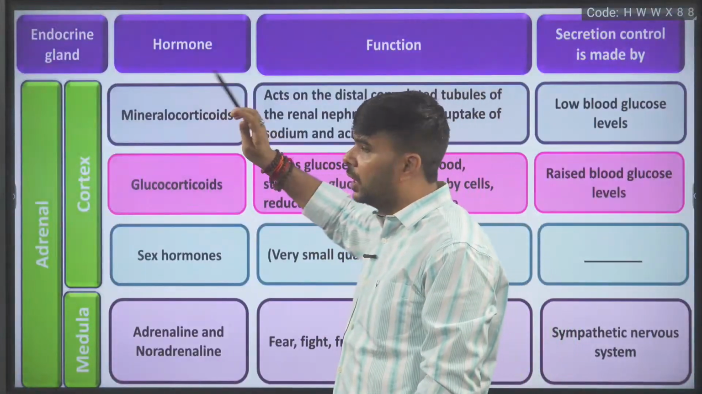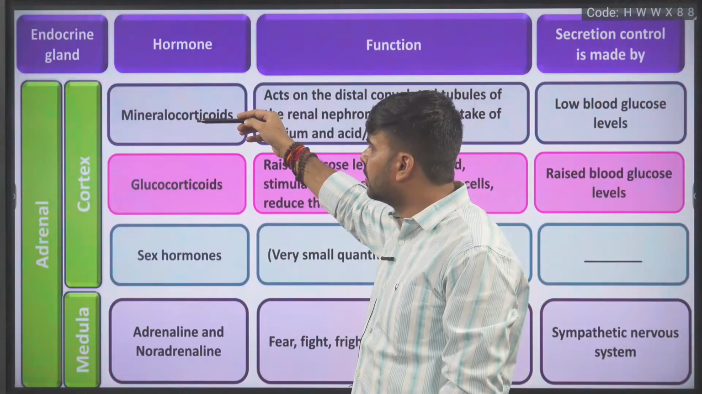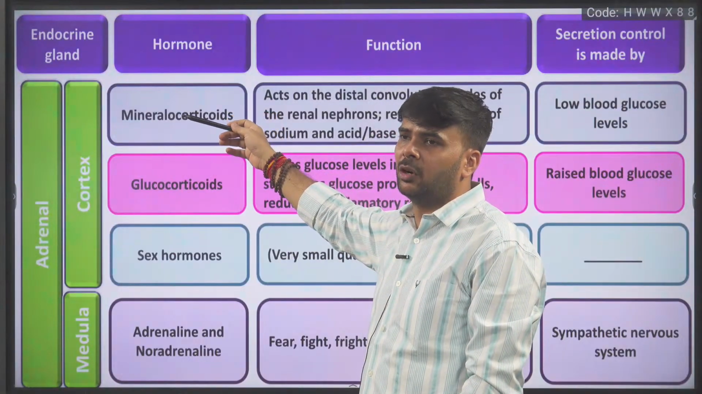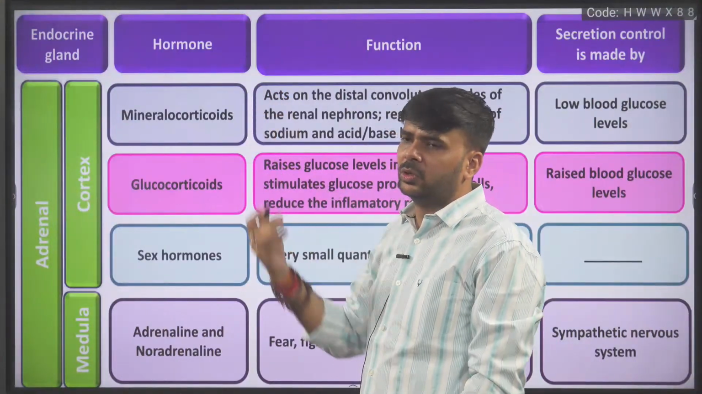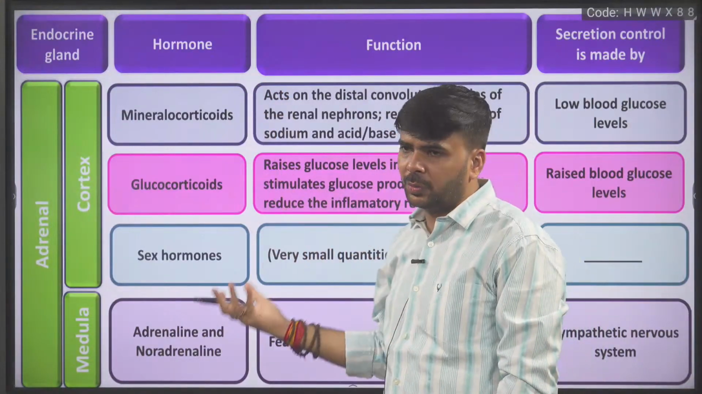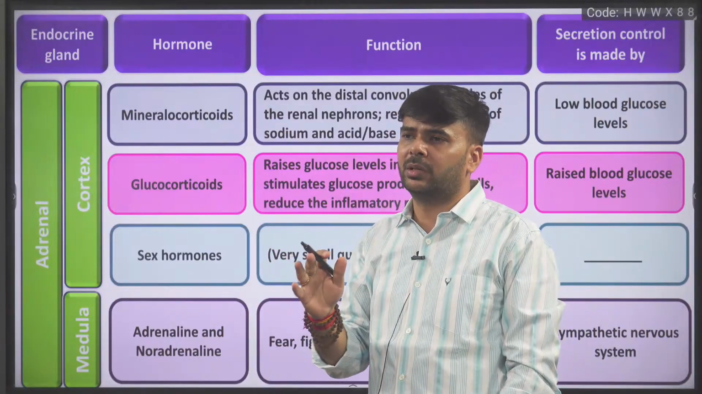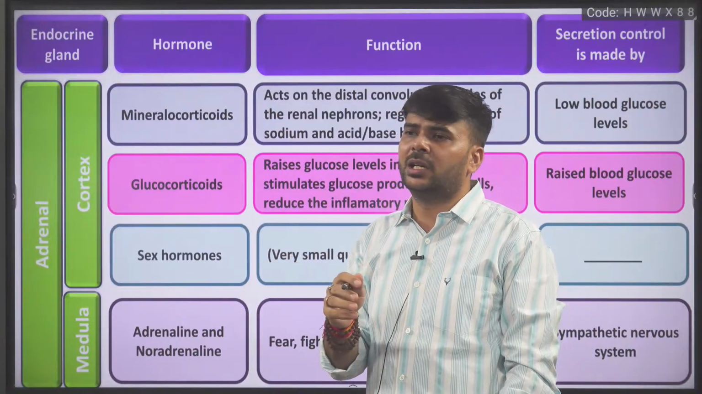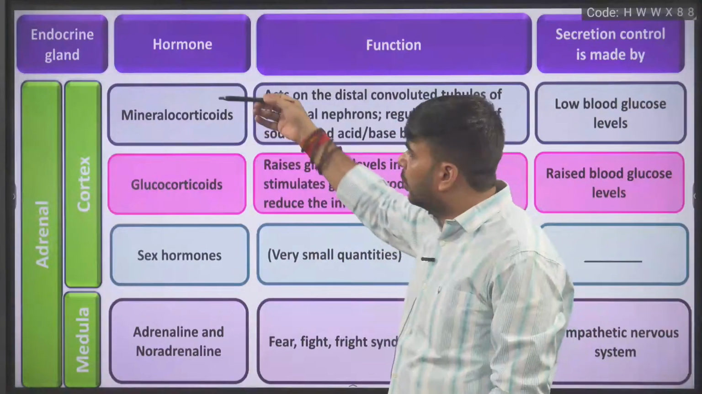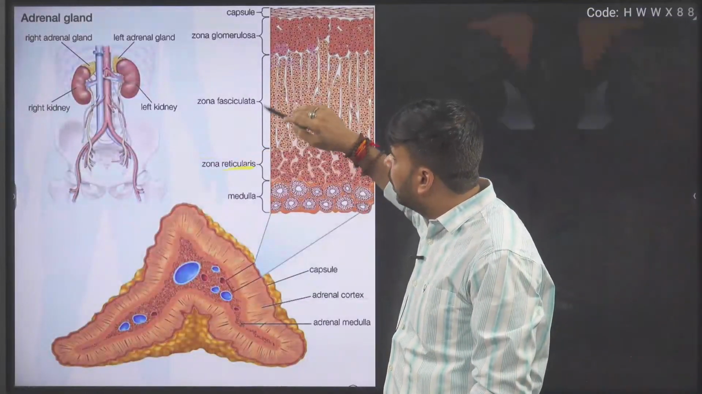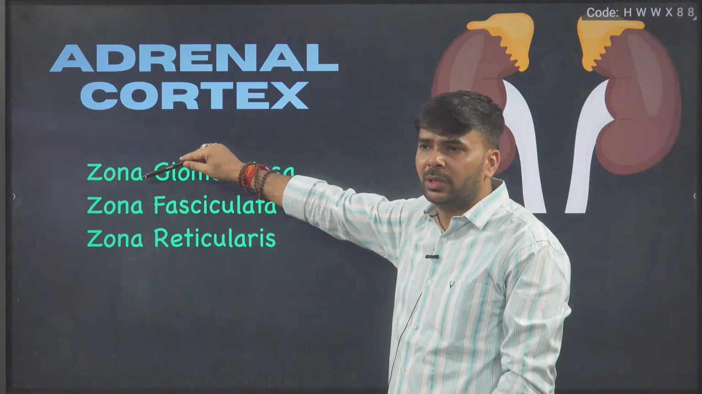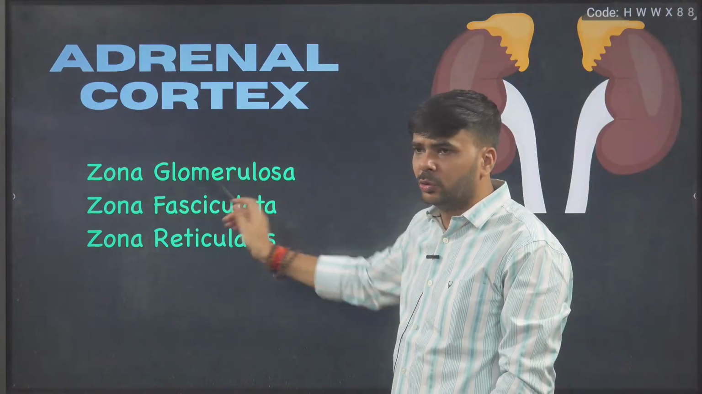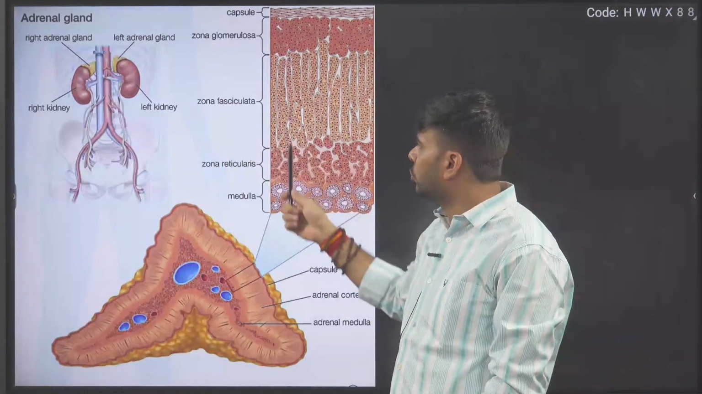Here, zona glomerulosa releases mineralocorticoids, mineral balancing hormones. Your attention is required, everyone. If you are a little attentive towards the topic, everything is super simple. If you are not attentive, sorry, I can't help. I said zona glomerulosa. Zona means zone, area. So zone number 1, zone number 2, zone number 3.